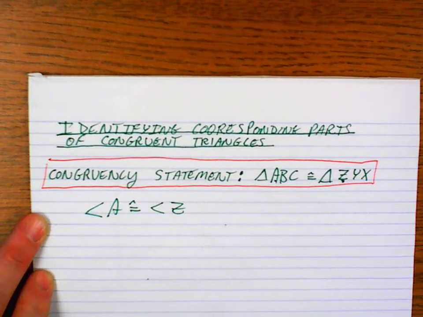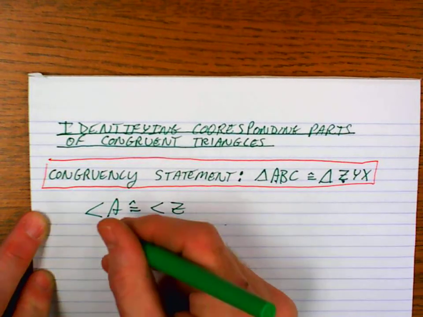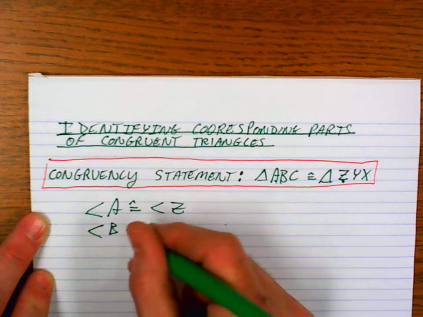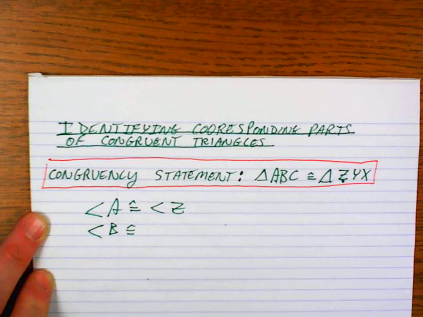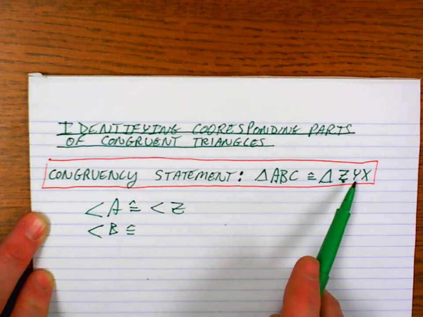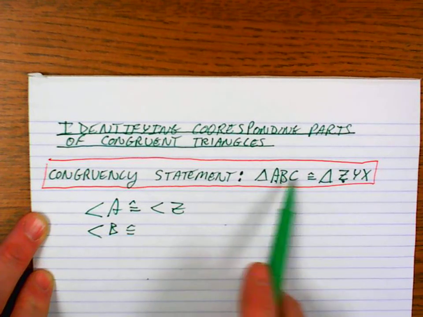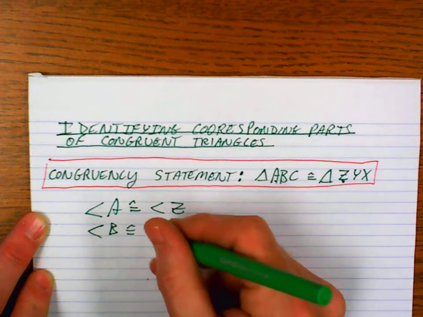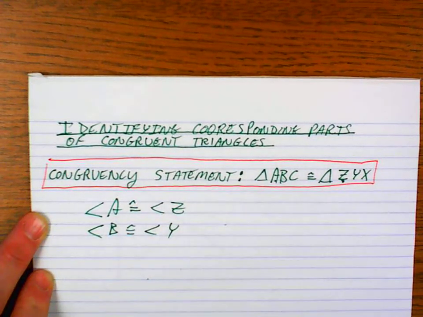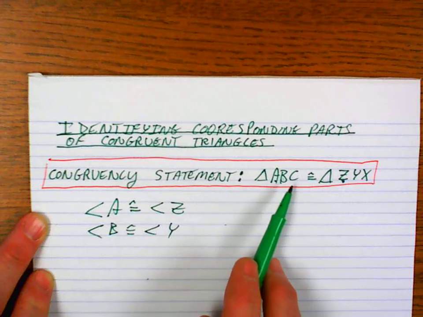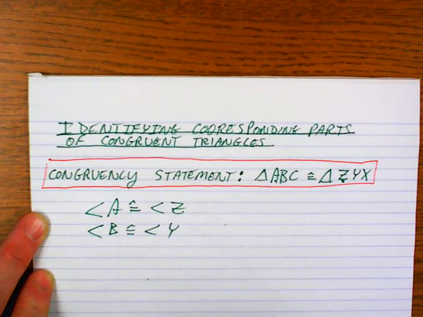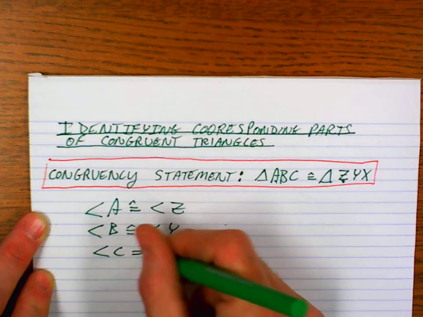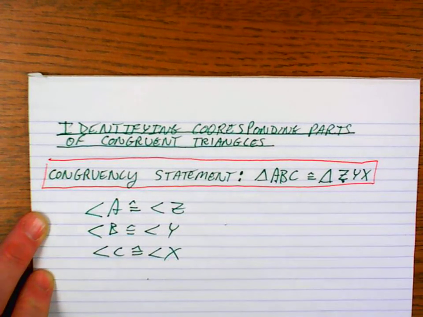Now that will be the same for all three angles. So I'm going to go ahead and write those out for the same reason. Angle B is the middle letter in the first triangle, so I'm going to look at the middle letter in the second triangle, and angle B will correspond to angle Y. And now I will do the same thing with the third angle. Angle C will correspond and then be congruent to angle X. So angle C is congruent to angle X.